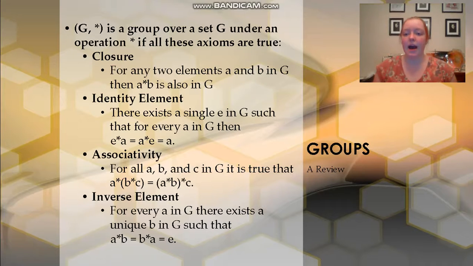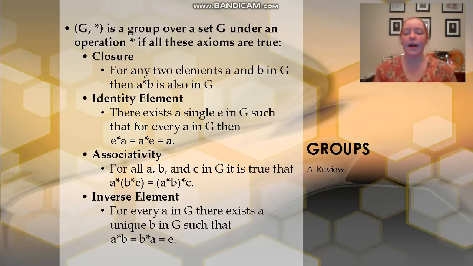And the second one we have is the identity element. So that's going to be a single element in G, the set G, such that for every element in G, when you apply the identity element to it through the binary operation, you get that same element. So 1 plus 0 is 1, 2 plus 0 is 2, so 0 would be the identity element.